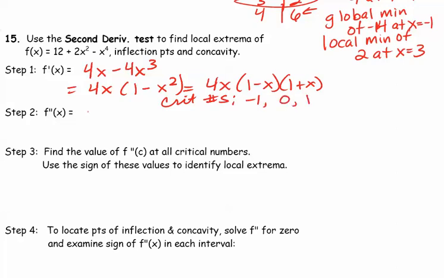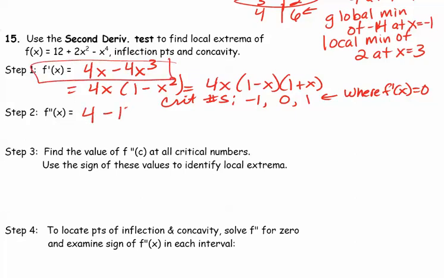Those are the places where f prime of x is equal to 0. There's no undefined values. Now f double prime, let's go one step farther, so let's use our f prime and do the power rule again.